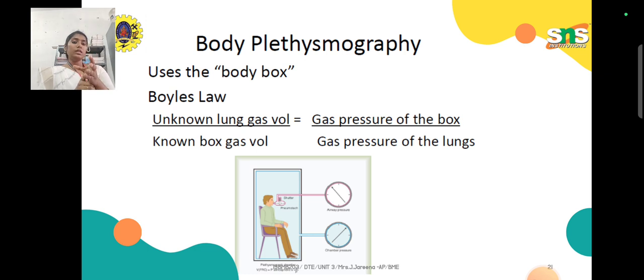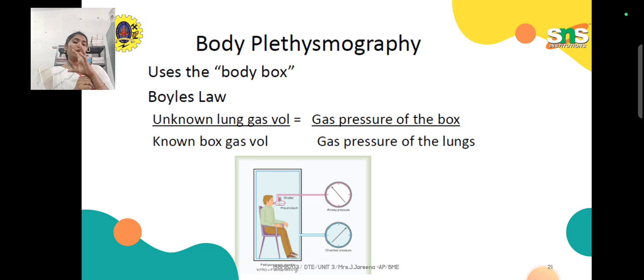Here we are going to see the picture which I have placed below the content. So you can see the picture of one box. Inside the box the person is sitting. Okay, that is a closed box, a closed compartment. The box has a volume and some pressure, and then the patient is sitting inside. So the patient's lung volume and the patient's pressure, these two things are involved.